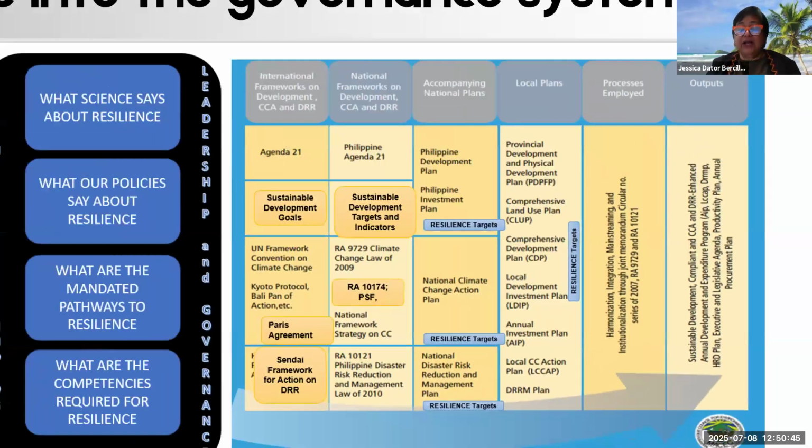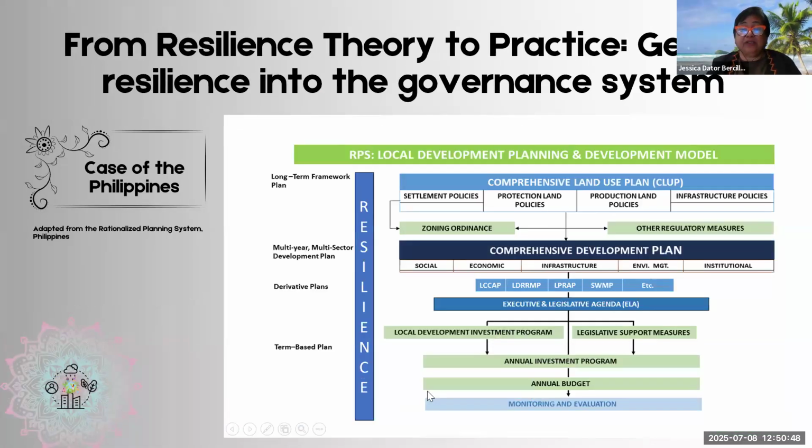Now, my last few slides will show you very specific cases. Again, for the case of the Philippines, there is what you call the rationalized planning system, which is akin to the model of Nepal and other countries. But in this rationalized planning system, we are asked to ensure that resilience is mainstreamed in the comprehensive land use plan, in the comprehensive development plan, in the derivative plans, and other term-based plans, including investment programming and budgeting. So that's one case.